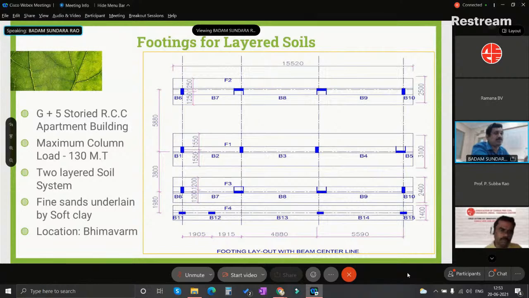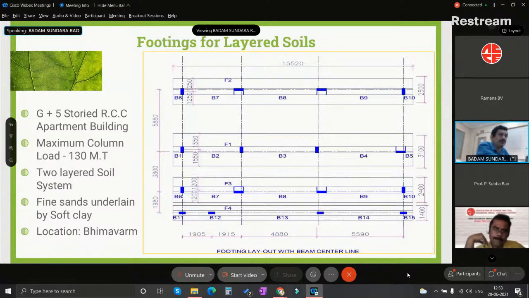This gives a problem for adopting a shallow foundation. What we have designed is a G plus 5 storey building, as a case study, and the maximum column load coming is 130 metric tons. The foundation soils are typically a two-layer soil system with sand underlain by soft clays, and the location is Bimbaram. Under the maximum load, the footing size comes to nearly 4 to 4.5 meters. The bearing pressure comes to nearly 6 tons per meter square. Under that 6 tons per meter square, with a foundation width of nearly 4.5 meters, the settlements go beyond the permissible limits, nearly 170 to 180 mm.